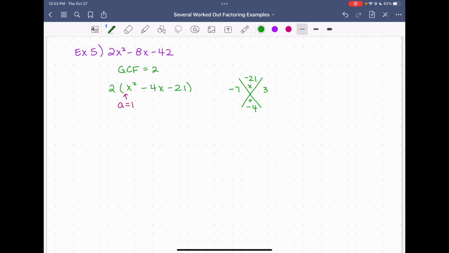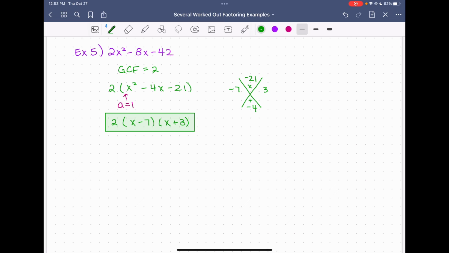And that's it. Then we can write our answer. So x minus 7, x plus 3. And we do our quick check. The first and last to FOIL. X times x is x squared, times 2 is 2x squared. -7 times 3 is -21, times 2 is -42. It works. So we're probably on the right track. So I'll box my answer.